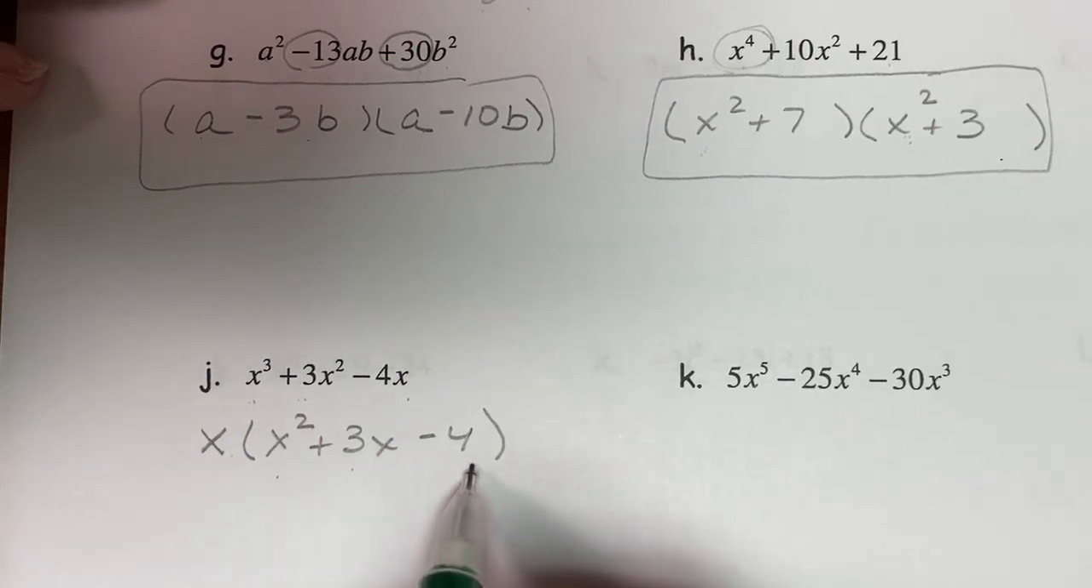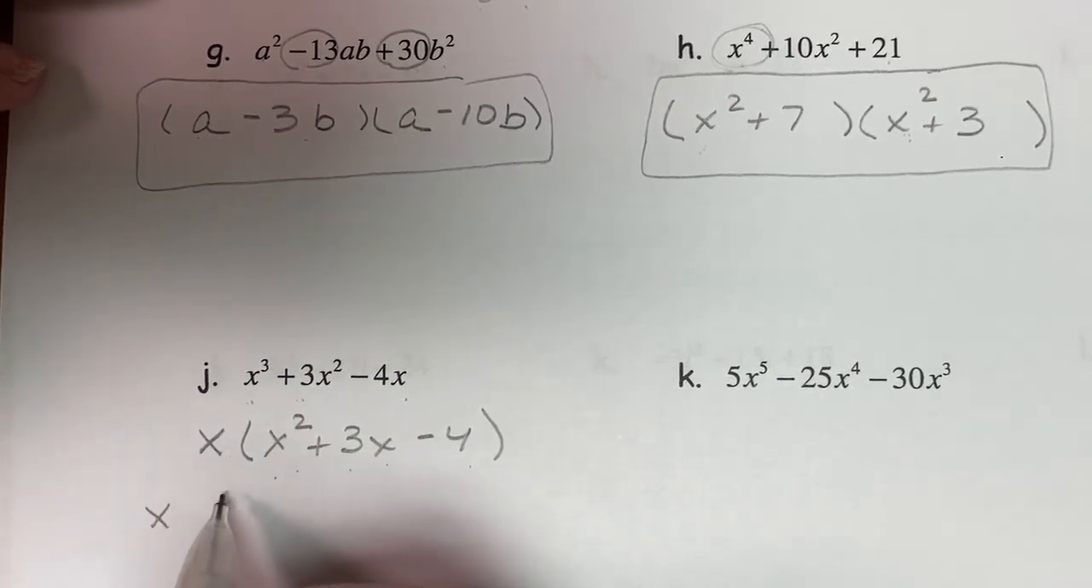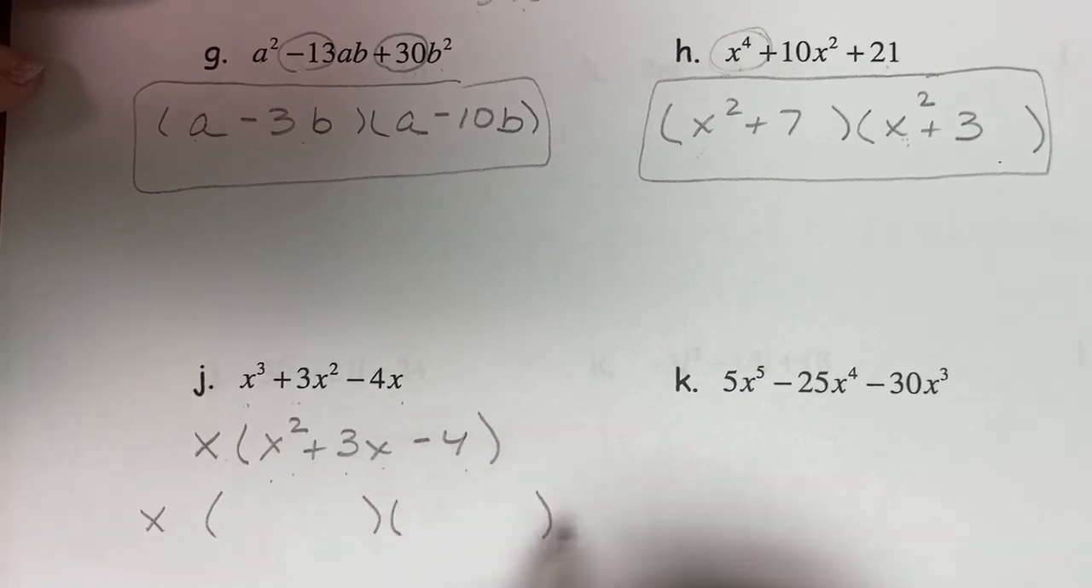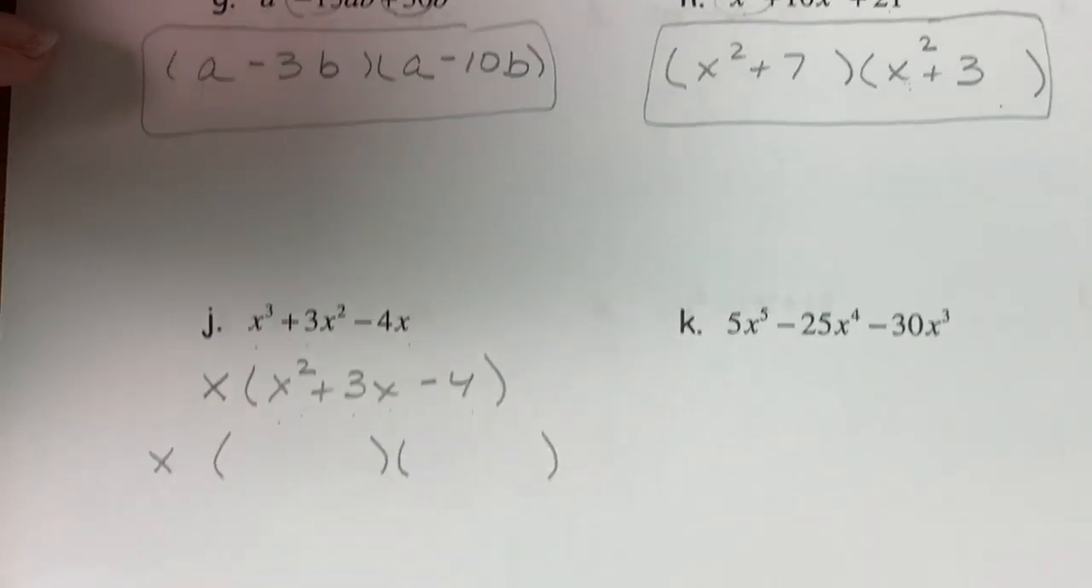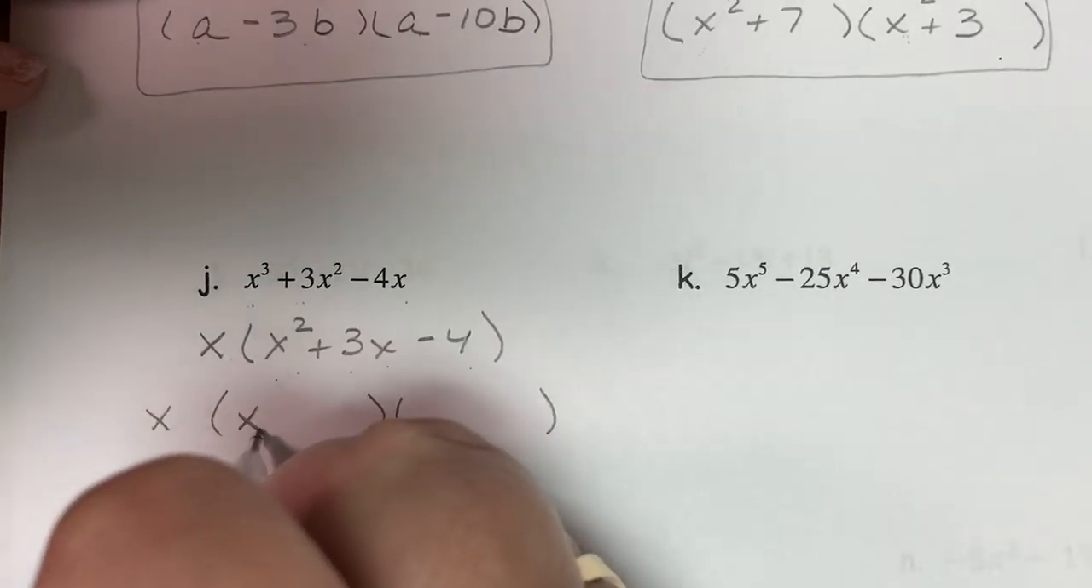Now I have this trinomial that I'm going to backwards FOIL. So I'm going to put down my two sets of parentheses. Notice how I keep the x. That has to be in the answer. We have an x and an x.